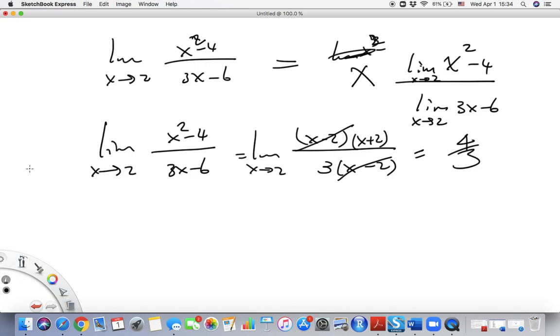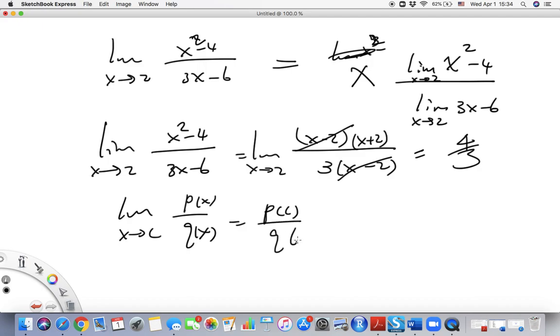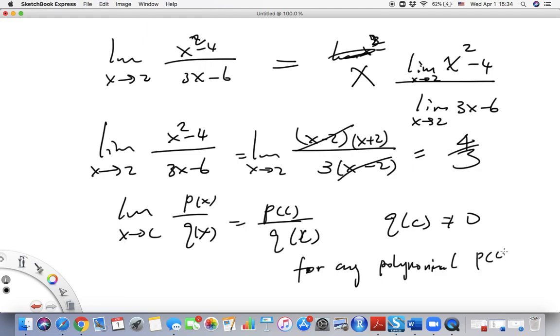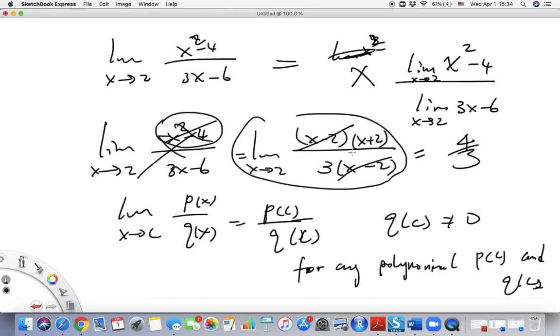So in general, the limit as x goes to c of p of x over q of x is equal to p of c over q of c, provided that q of c is not equal to 0, and this is true for any polynomials p and q. This is a special case. After canceling out the singularity, that becomes this.